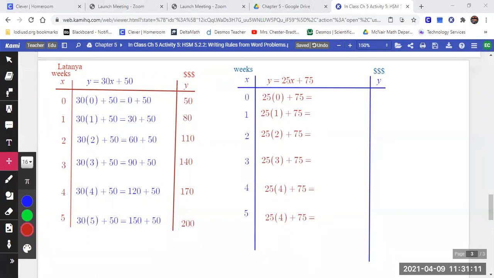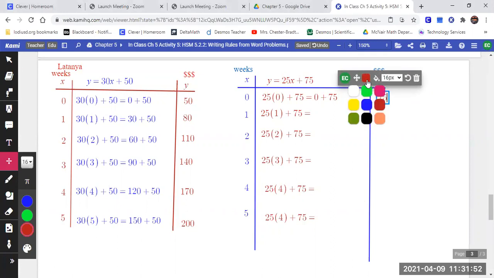Okay. Now we're going to do the other table. Someone other than Marissa and Christian and La Princia. What's the first number going to be? 25 times 0. It's going to say 0 plus 75. Thank you. And that gets me 75, right? This is going to be blue. 75. I said blue.